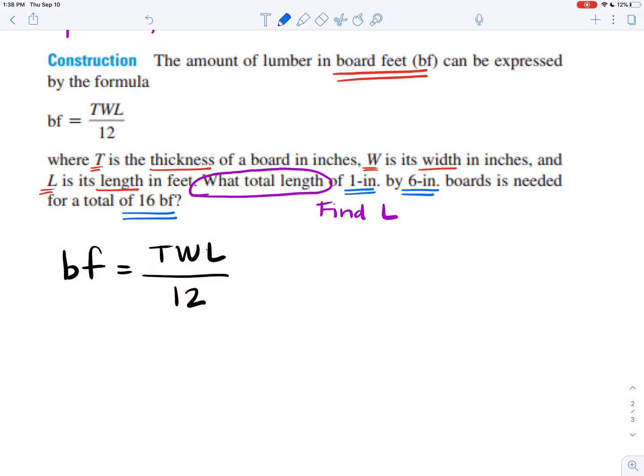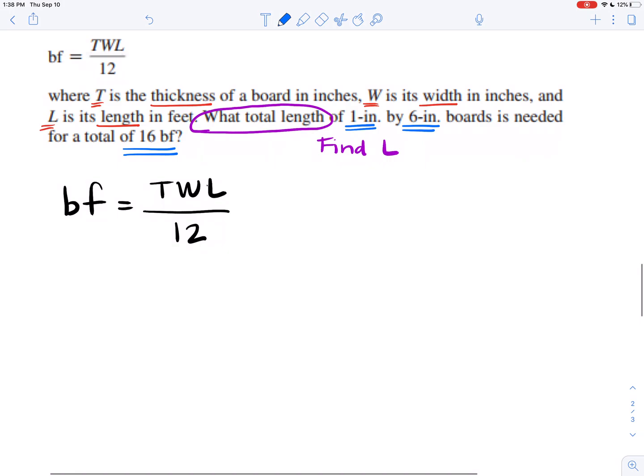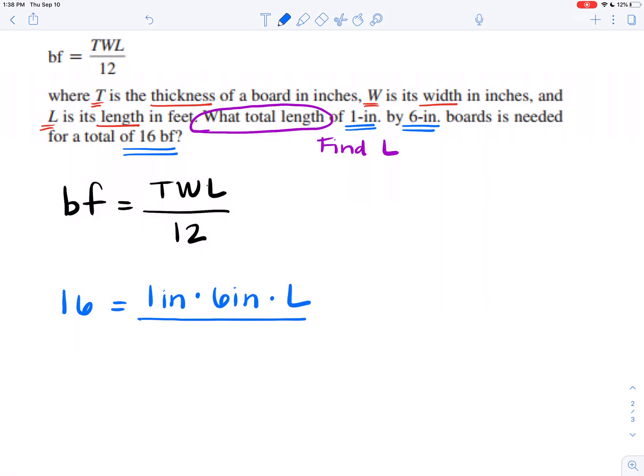So just make sure you plug them in the right spots. Board feet is 16, thickness is 1 inch. Remember, this is implied multiplication when they're side by side. Width is 6 inches. What I'm looking for is the length, so that variable has to stay. And all of this is divided by 12.